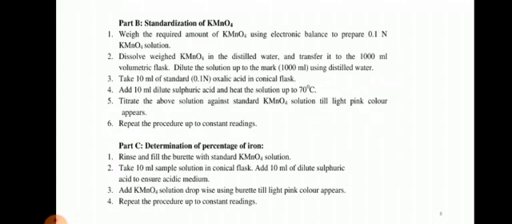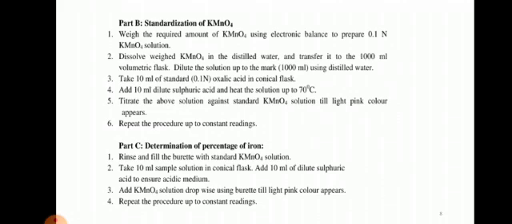First, we are going to do a standardization of KMnO4 by using 0.1 normal solution. Means what? Whatever KMnO4 we are using in the titration, we need to know its strength. Then only we can determine the percentage of iron. So first we are going to determine the strength of KMnO4. Then we are going to determine the percentage of iron. How to do? First we are going to fill the burette with KMnO4 solution.